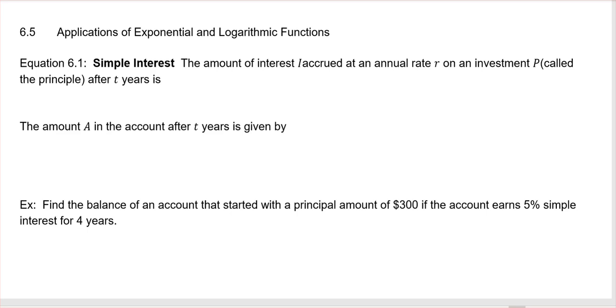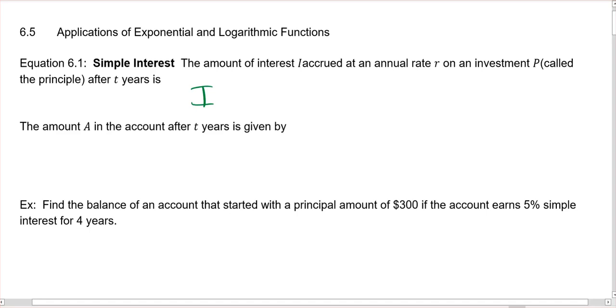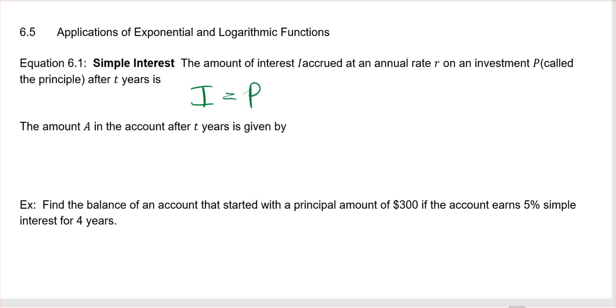So, simple interest. We know what interest is. It's money that we add to whatever we borrow, and we have to pay more back, right? So the amount of interest I accrued at an annual rate of r on an investment P, called principal, the amount of money we start with, and we're going to earn this much as a percentage for each year. So interest here is going to be our principal, whatever we start with, multiplied by the rate, multiplied by the time. This is what simple interest is.